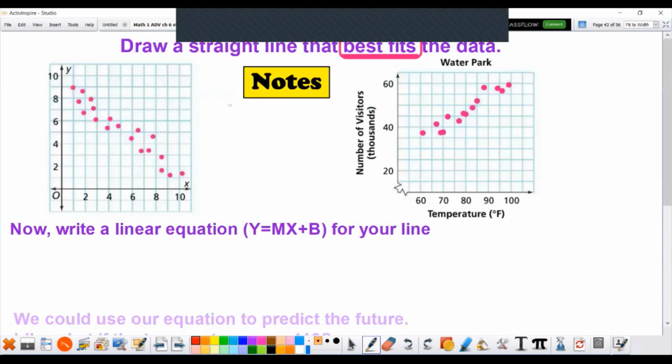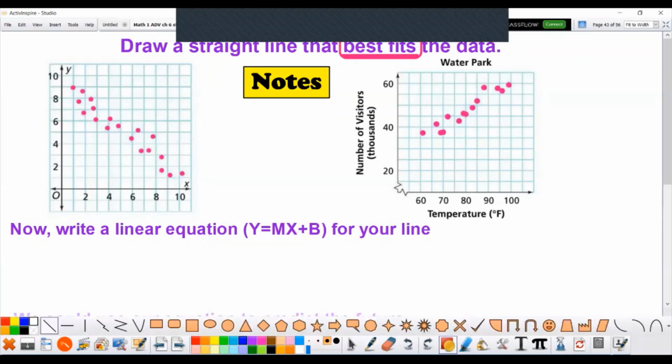Okay, so here's some data. It says draw a straight line that best fits the data. So when I look at this, you try to draw a line right through it. So I'm going to go something like this. There we go. That's pretty good.